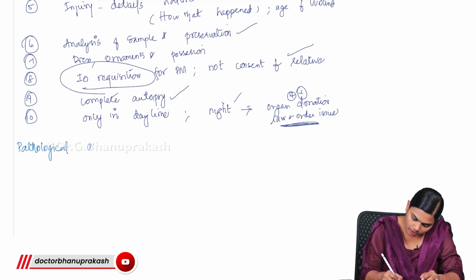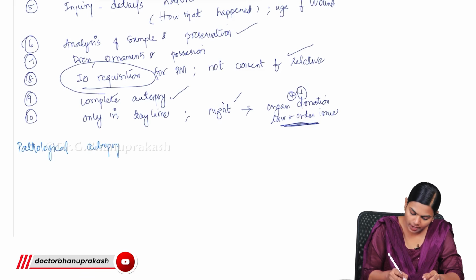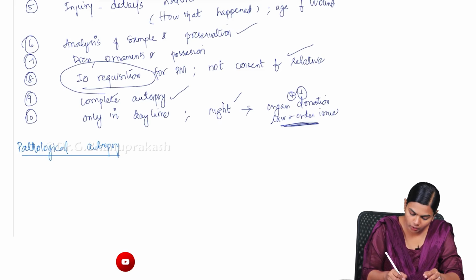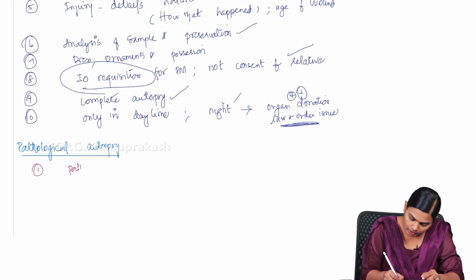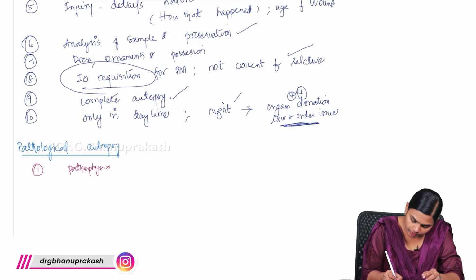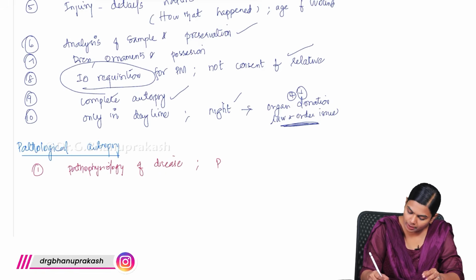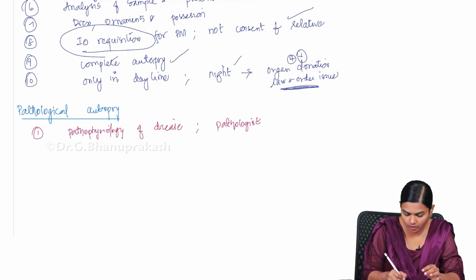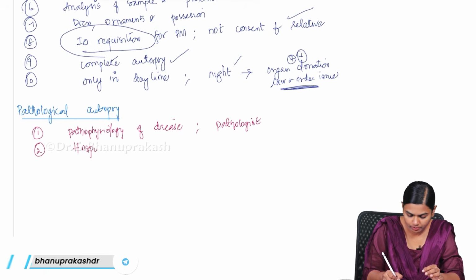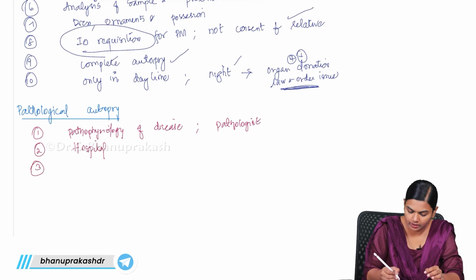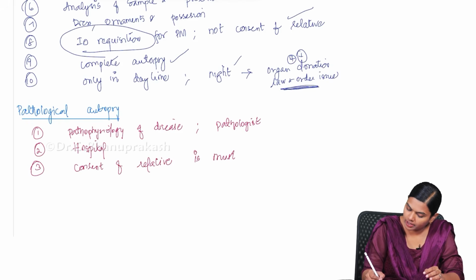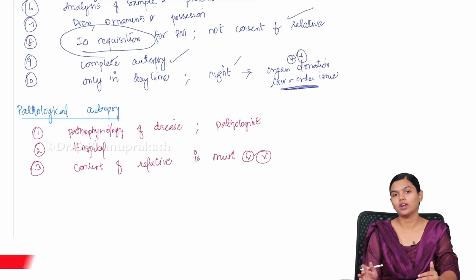So pathological autopsy, like I already told you, we do it mainly for the pathophysiology of the disease. And this is usually done by a pathologist, and this is done at the hospital. And here the consent of the relative, the consent of the legal guardian, is a must. It is very important. Without their consent, you cannot do autopsy.